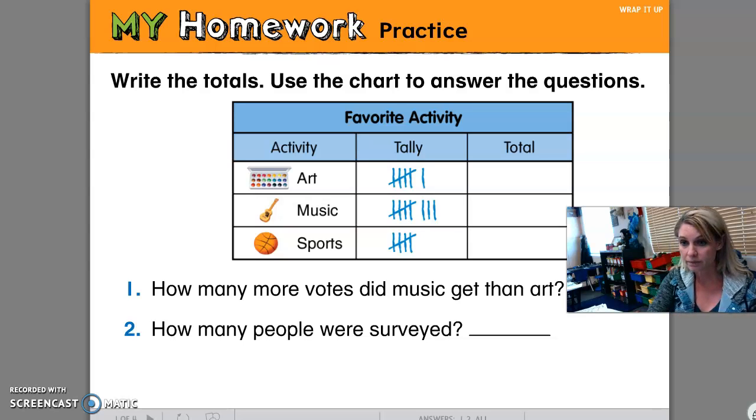Okay, so this has just been a little bit of what tally charts look like and how to fill them out. So I'm going to let you guys work in your books. The tally chart lesson is on page 509. You need to complete 509 to 514.